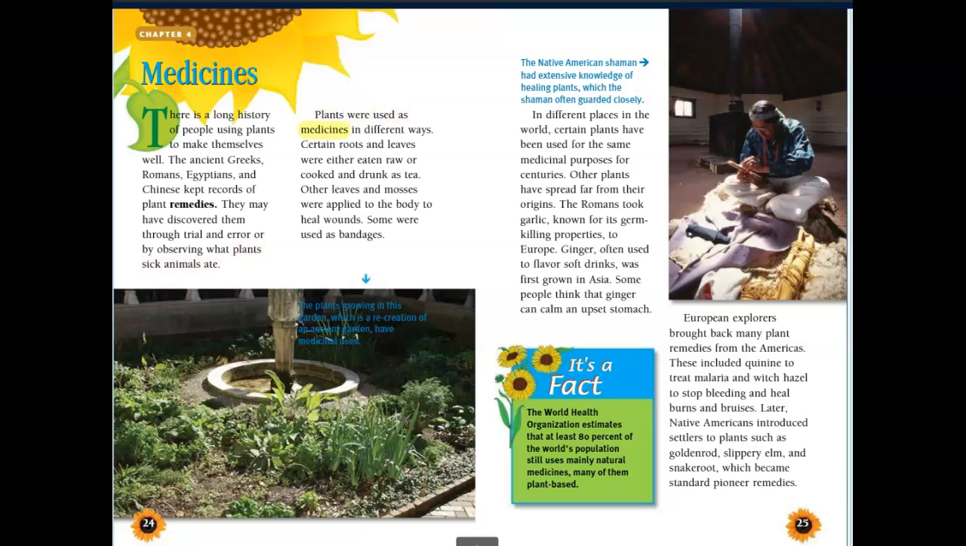Plants were used as medicines in different ways. Certain roots and leaves were either eaten raw or cooked and drunk as tea. Other leaves and mosses were applied to the body to heal wounds. Some were used as bandages. The plants growing in this garden, which is a recreation of an ancient garden, have medicinal uses.